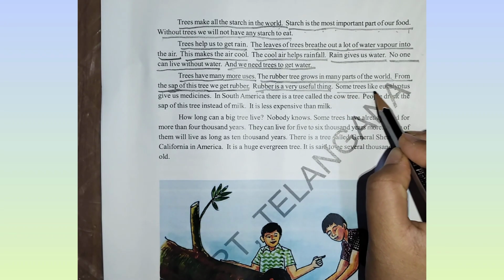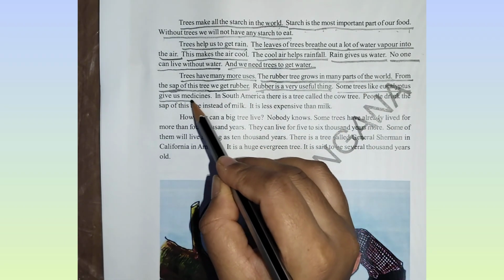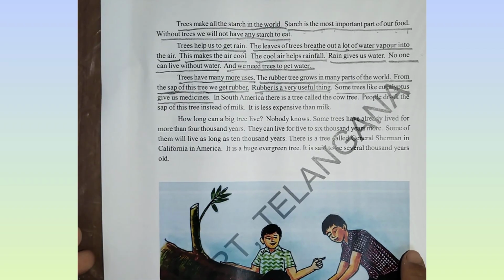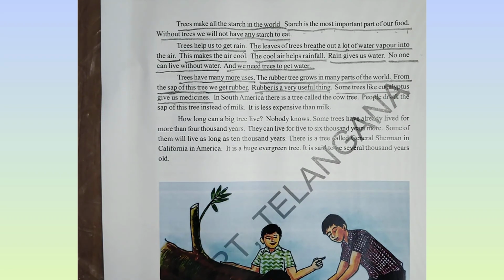Some trees like eucalyptus give us medicine. With the help of some trees we get medicine also. For example, you can take the neem tree, which is very useful, the aloe vera plant and the eucalyptus tree. There are so many trees. Every leaf and every tree is used for medicinal purposes, to cure many diseases.